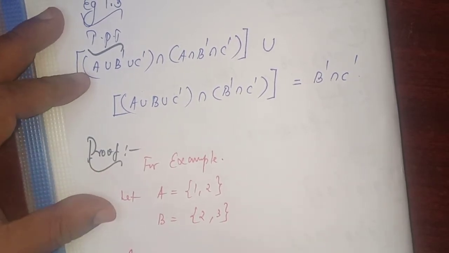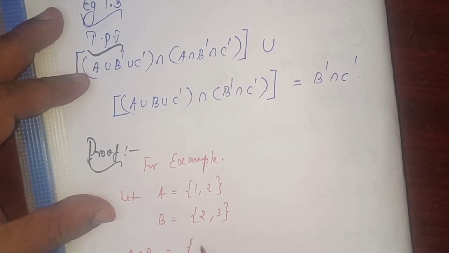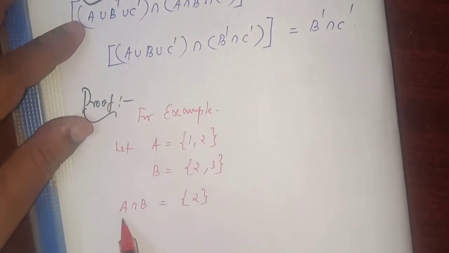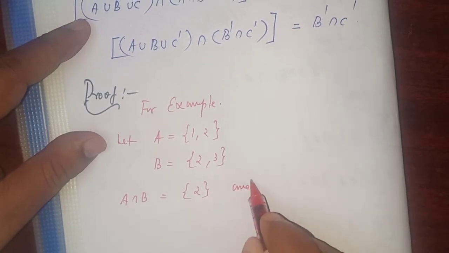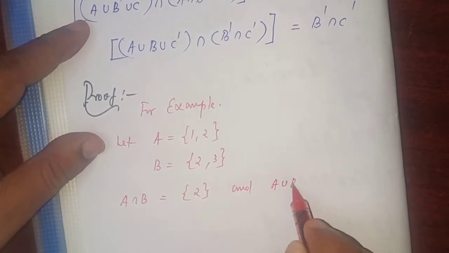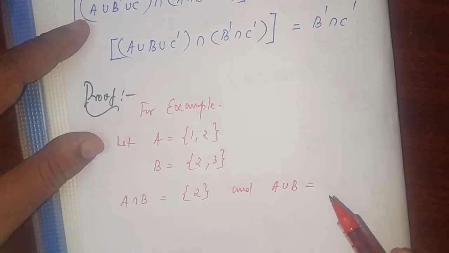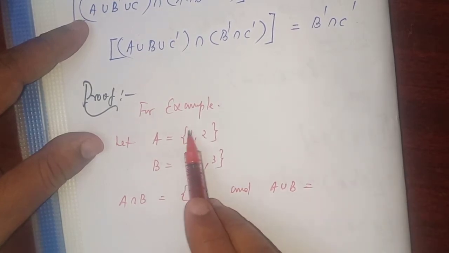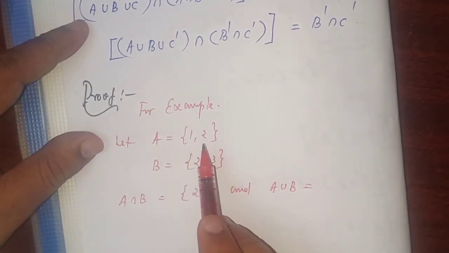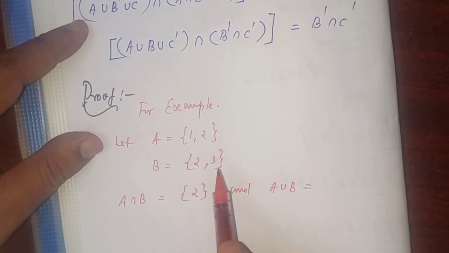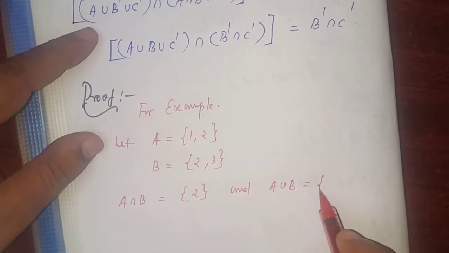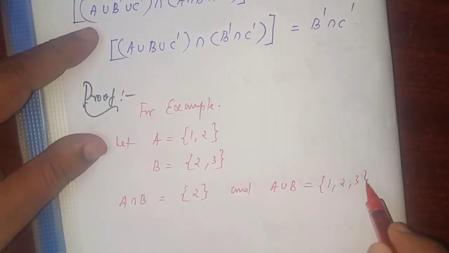What about A intersection B? That is equal to 2 only, correct? Intersection means you have to write the common elements. So which one is common? 2 alone. And A union B, we have to write all the elements of A and B without repetition. So 1, even though 2 is doubled, write only one 2, and 3. 1, 2, 3.